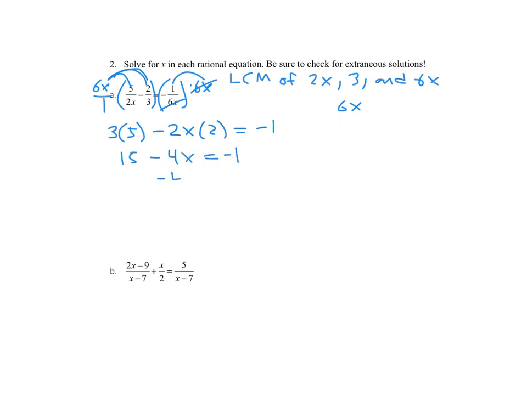Subtract 15 from both sides, and we get -4x equals -16, and divide both sides by -4, and we get x equals 4.